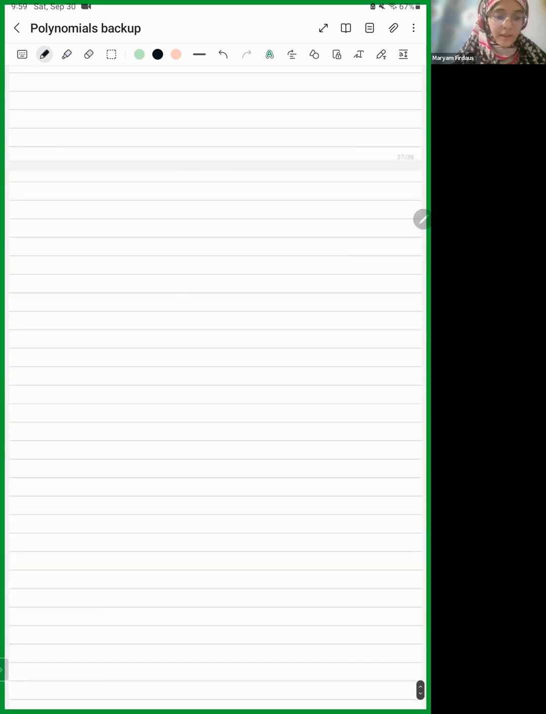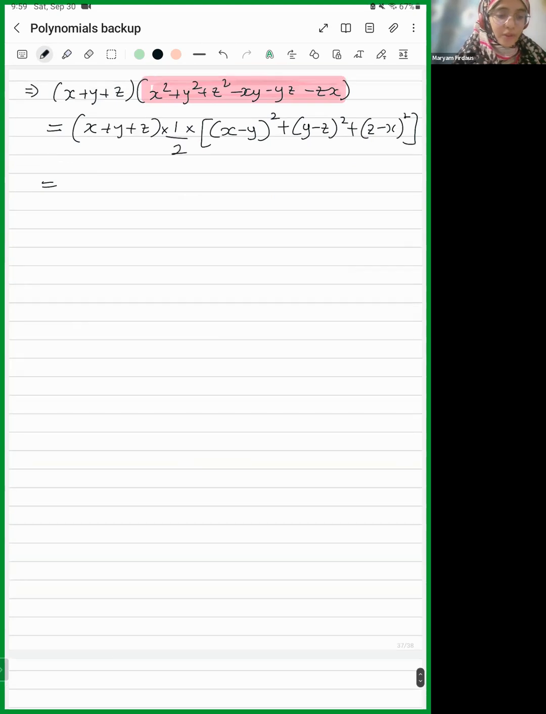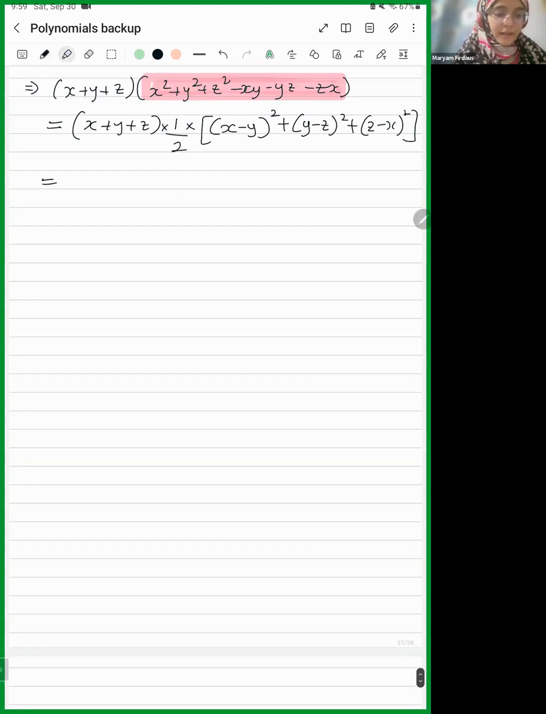Now look at only this portion. In this portion, the half we have written over here, can I write it in the front because it's the constant term? I'm just not doing anything, I'm just bringing it over here. So I've just written it at the front, and this becomes x plus y plus z. Then the rest of it: x minus y whole square plus y minus z whole square plus z minus x whole square.